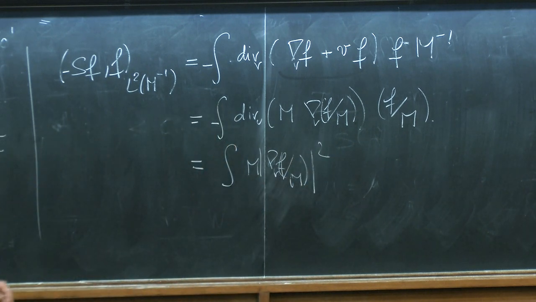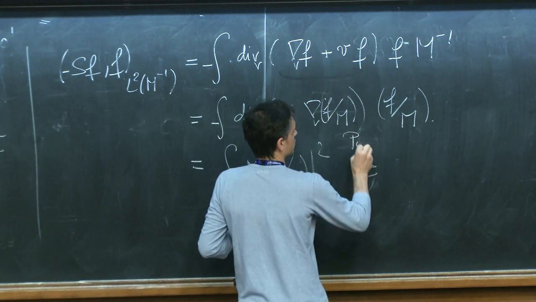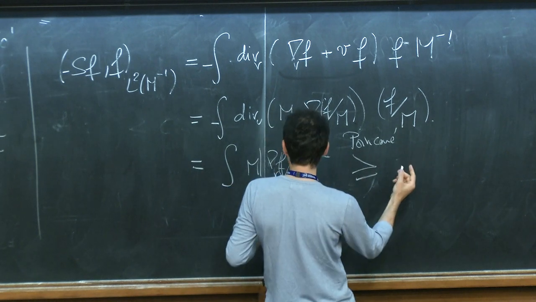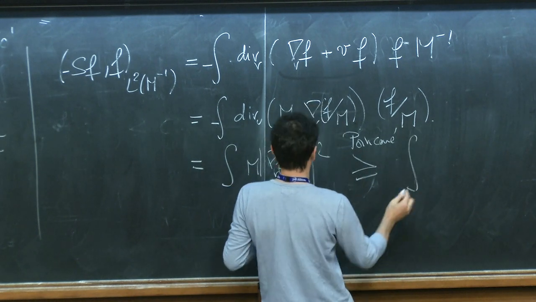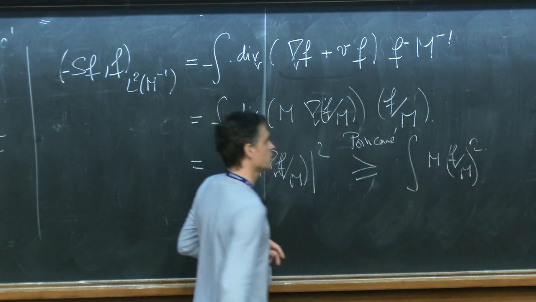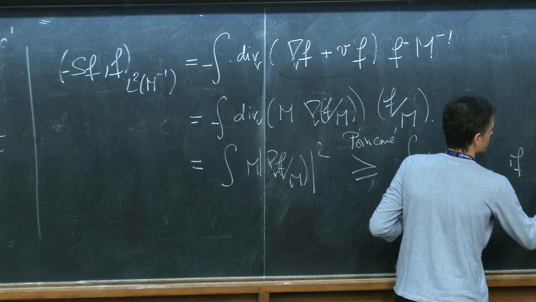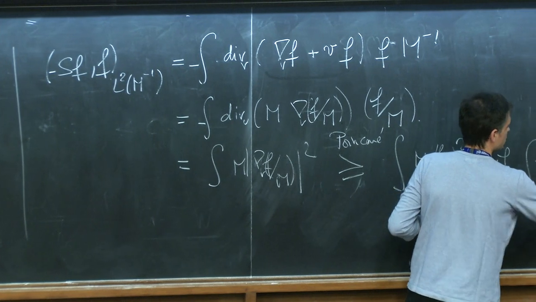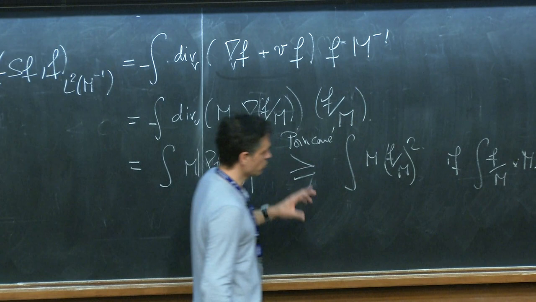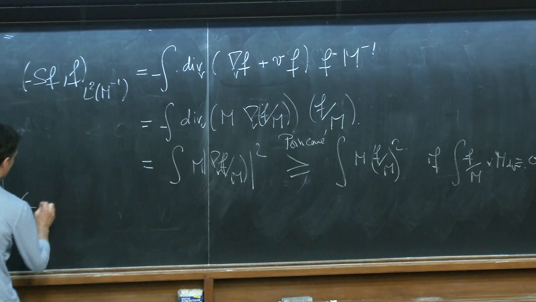Okay? And for that you have to know the Poincaré inequality in the whole space. So that's Poincaré. And you get this, provided that F divided by M multiplied by M integrates to 0. So the local mass is 0.